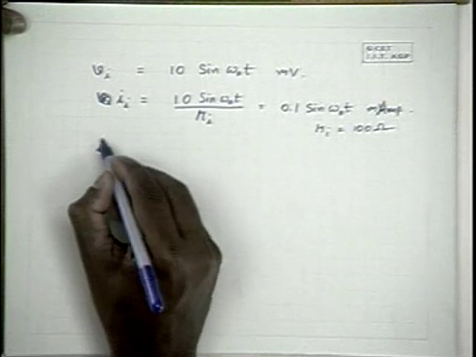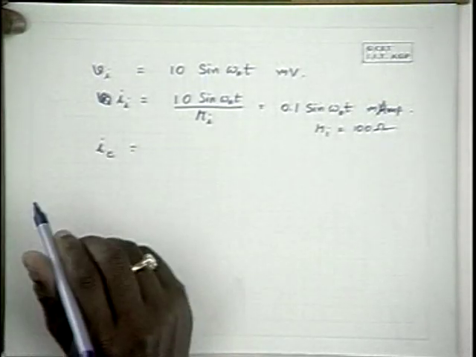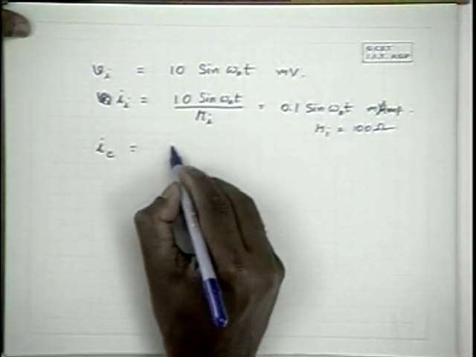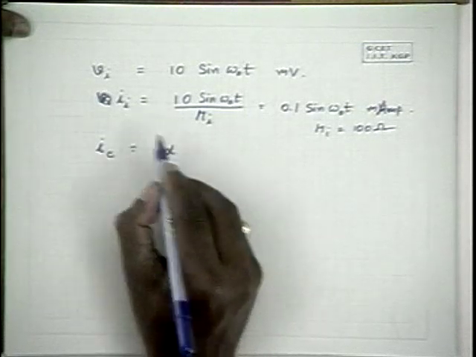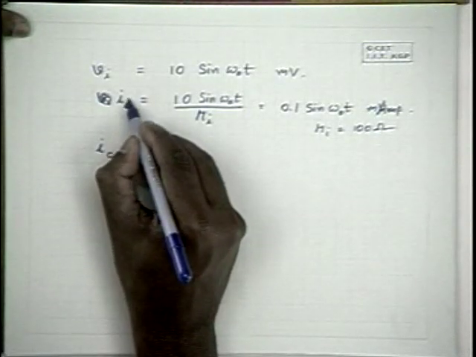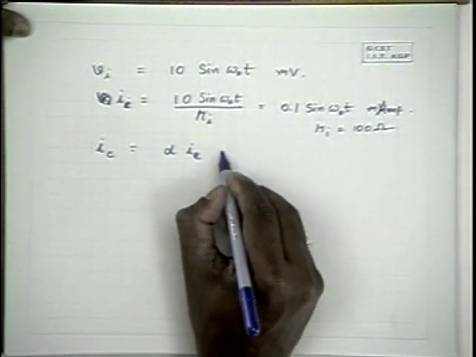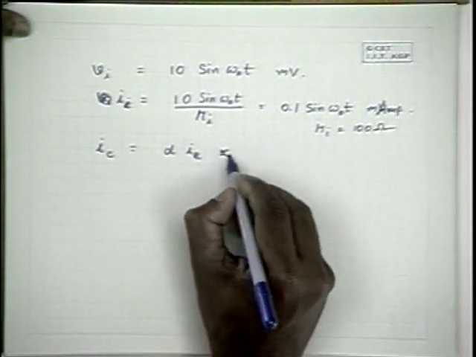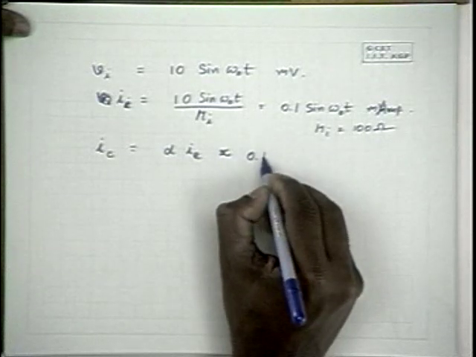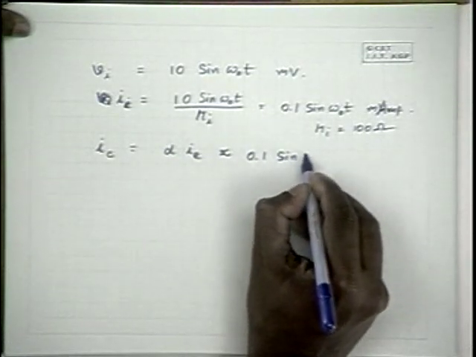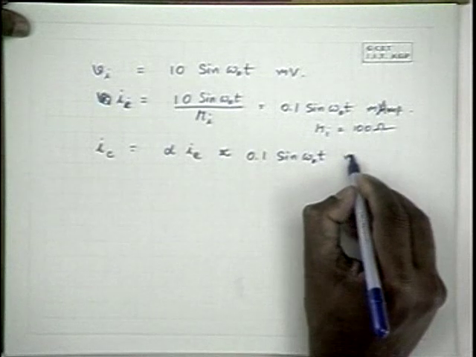Now ic, the AC component of IC, is alpha times ie, I have to write it as alpha times ie. So that is approximately equal to 0.1 sin omega naught t milliamperes.